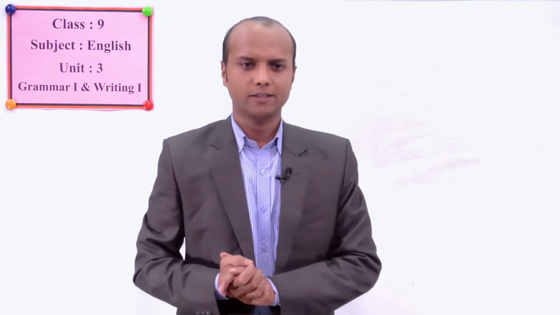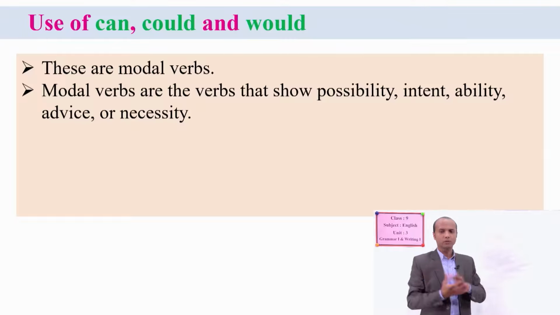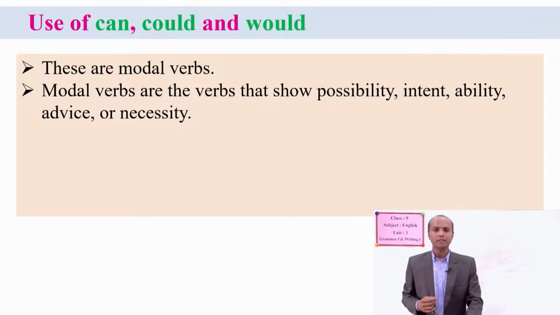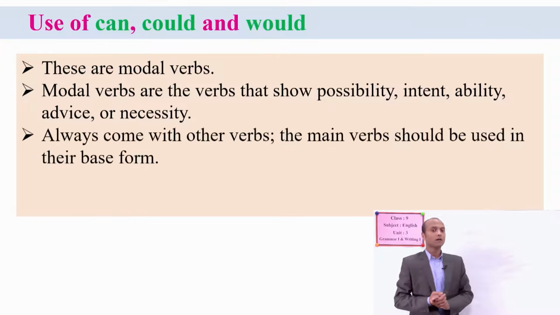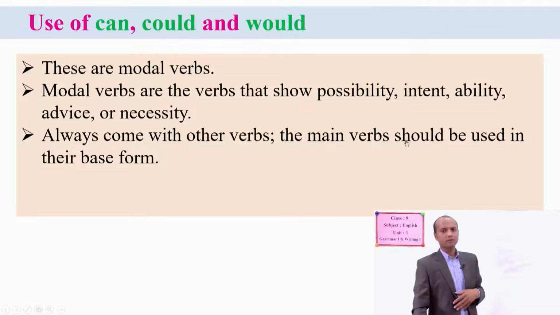Next, modal verbs are the verbs that show possibility, intent, that means intention, when you want to do something, ability, advice or necessity. There can be others as well. Next, they always come with other verbs, that means there should be another verb. To be an auxiliary verb, there must be another verb. Got it? For example, I am a teacher. This is not an auxiliary verb, but I am teaching now. Now, am is the auxiliary verb. Got it? So, they must come with another verb.